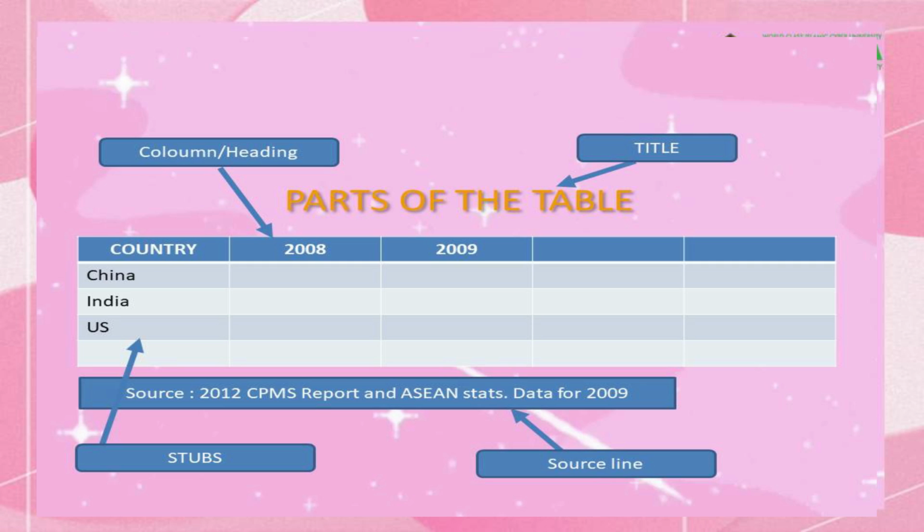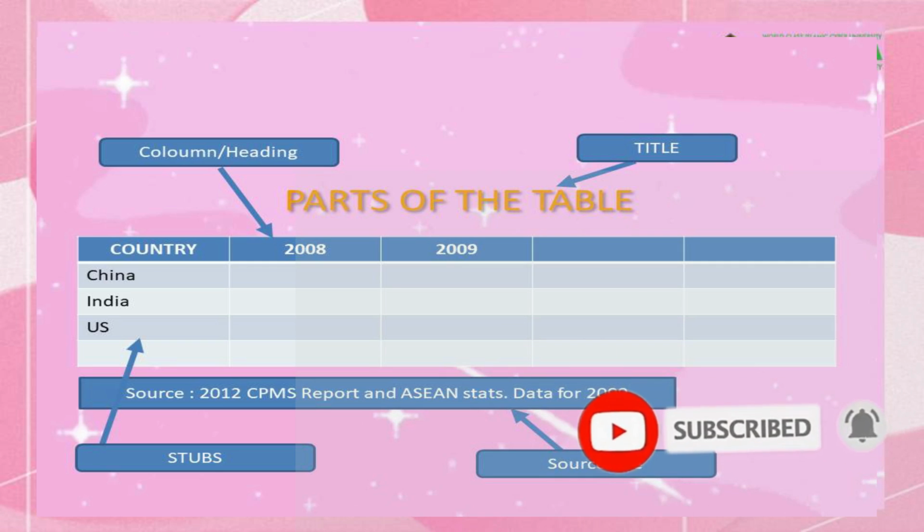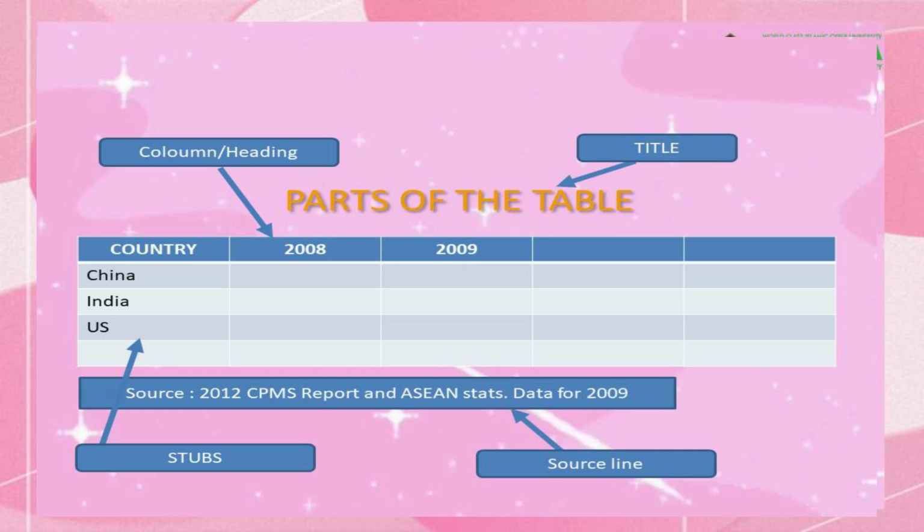Take a look now at this picture. We are going to learn about the parts of the table. Look at the row here, and then try to work out which one is a column, which one is a title, which one is a stub, and which one is a short line. So there are 4 parts of the table: title, column or heading, stub, and short line. Now we are going to look at this table as the example.